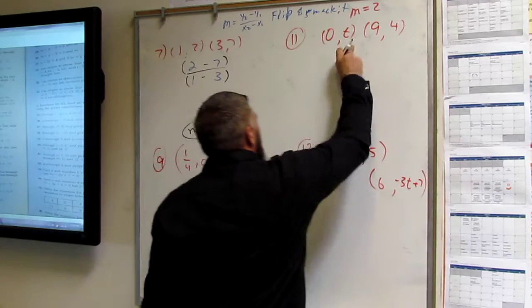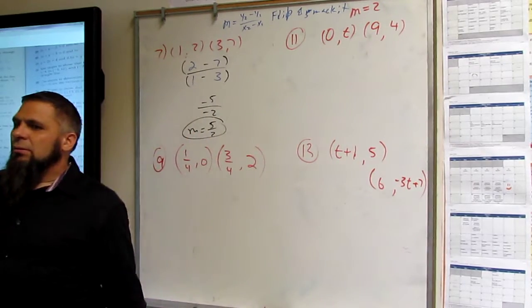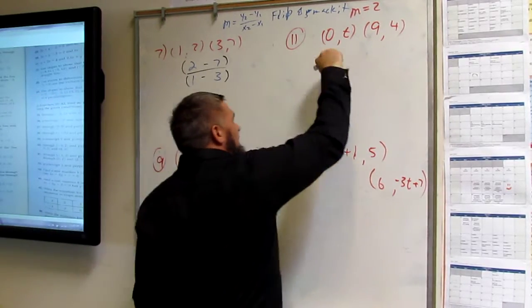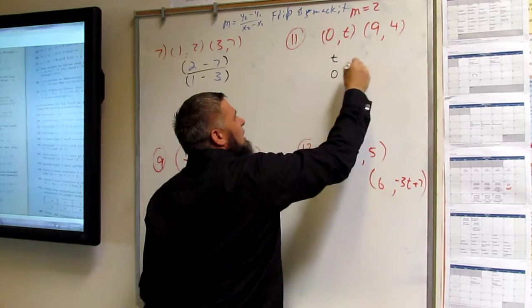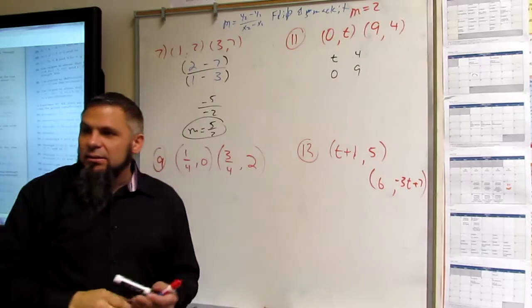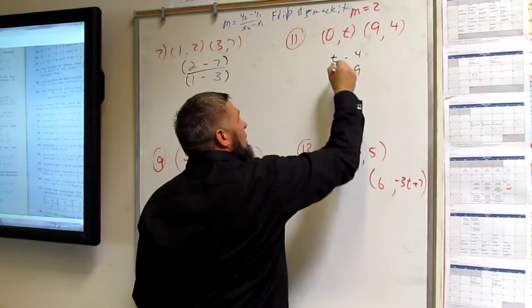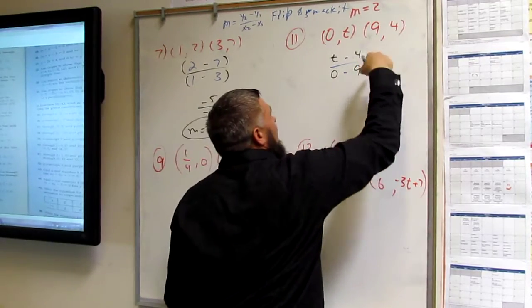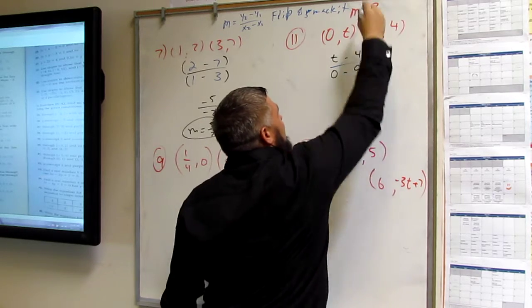But how do I do this? Same thing. Flip it. t over 0. 4 over 9. Smack it. What's it equal? It equals m. But what is m in this case? It's 2.